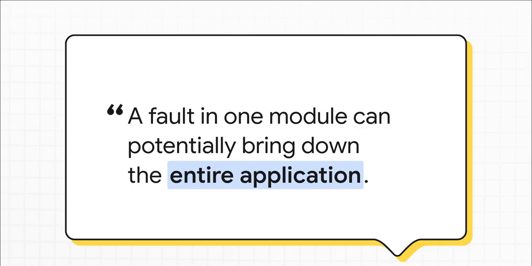And right there, that quote on screen hits the nail on the head. This is the monolith's biggest, most glaring flaw. Let's go back to our office building analogy. If the plumbing fails on just one floor, the entire building might have to shut down, right? It's the exact same thing with this kind of software. A tiny bug in the shipping service could literally crash the entire website. It creates this one single massive point of failure.